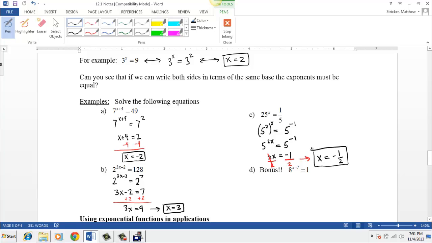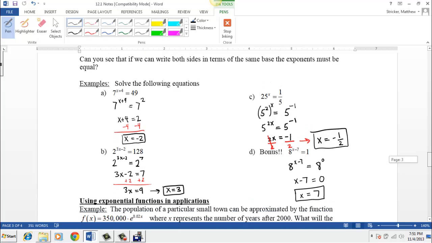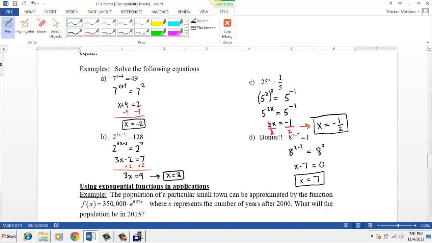And then the last one, we have 8 to the x minus 7. This seems maybe impossible at first, but remember that anything raised to the 0 power is 1. So this is 8 to the 0 power is equal to 1, which means the left-hand power has got to equal the right-hand power, which means after adding 7 to both sides, x has got to be 7. So this is how we go ahead and solve exponential equations.